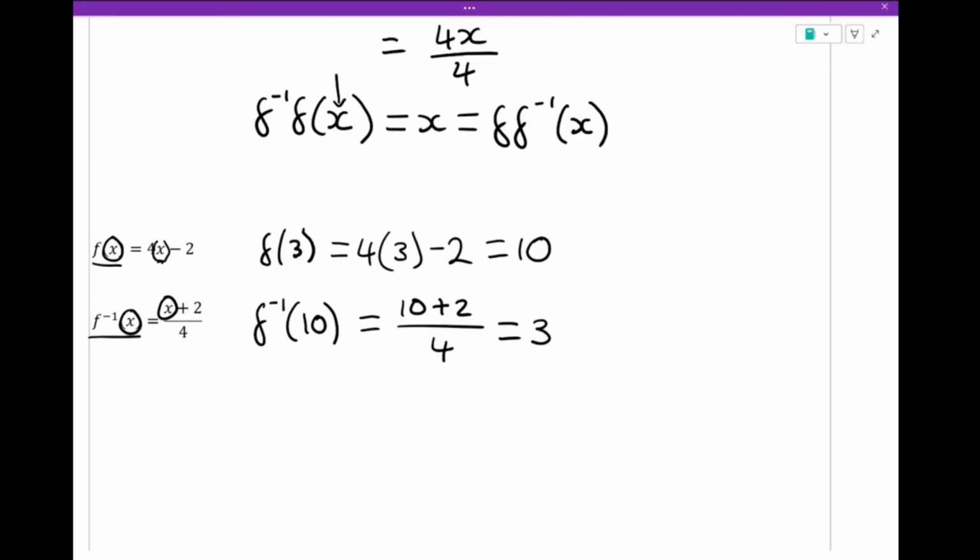Now if we investigate what's happened here, if we look back at the start of our working when we did f of 3, this 3 here is our input into f of x. Okay, and then this 10 over here was my output of f of x. But if we consider what's happened with our inverse function, well, this 10 here was my input. And then if we look at my output, I've ended up with 3.